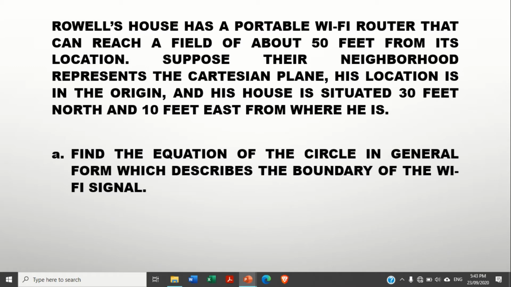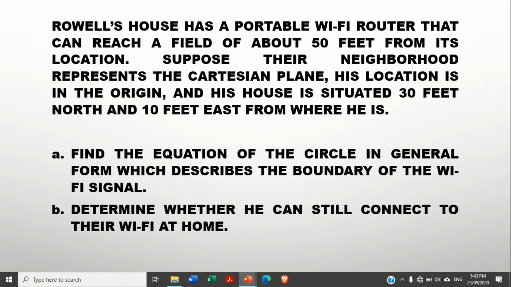Find the equation of a circle in general form, which describes the boundary of the Wi-Fi signal, and determine whether he can still connect to the Wi-Fi at home. Take note of the given. The given problem is all about the circle conic section, which is circle.